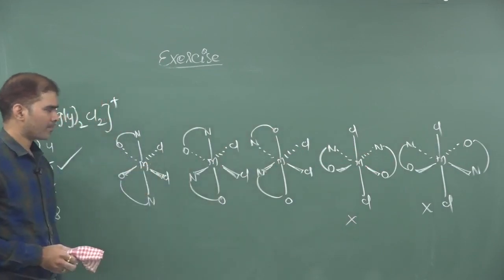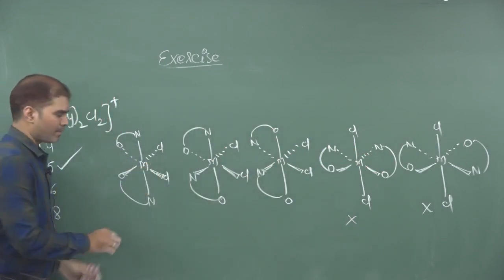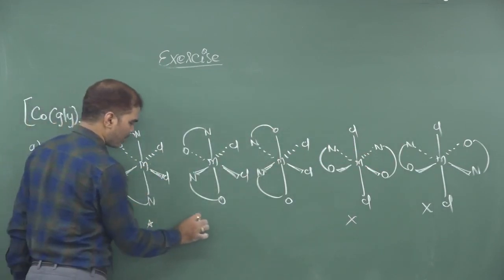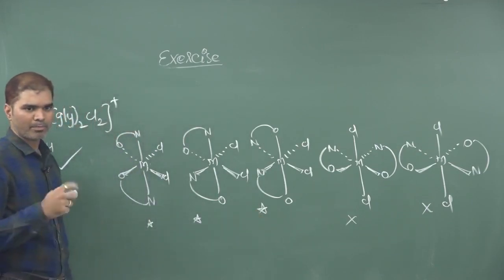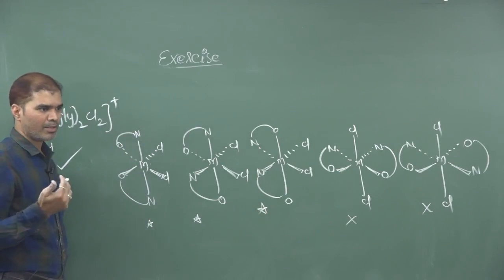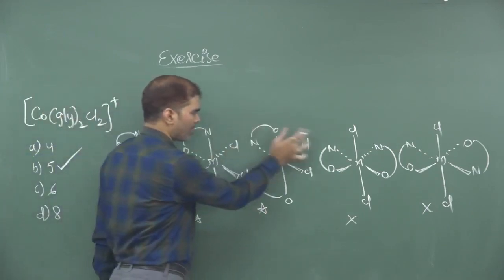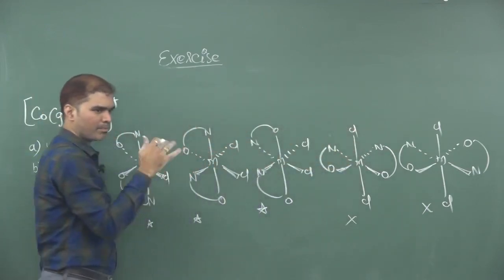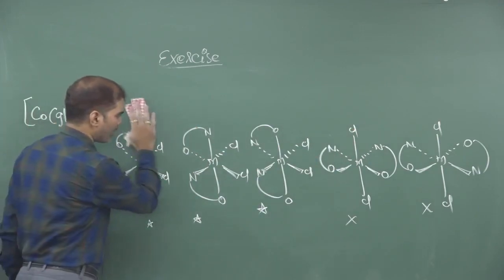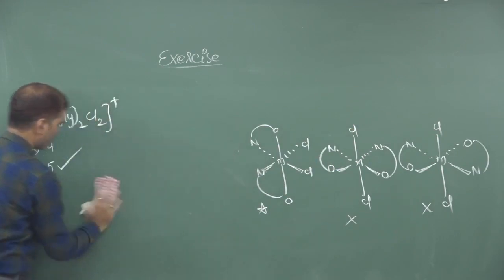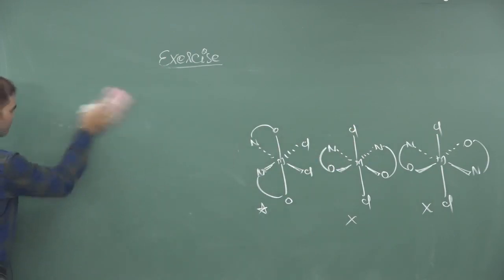Cis forms, optically active. So how many are optically active? 3. How many optical isomers are present? 6. How many optical isomer pairs? 3. How many stereoisomers? 1, 2, 3, 4, 5 geometrical isomers plus 3, 8. Altogether 8 stereoisomers. 3 optical isomer pairs, 6 optical isomers, 5 geometrical isomers.